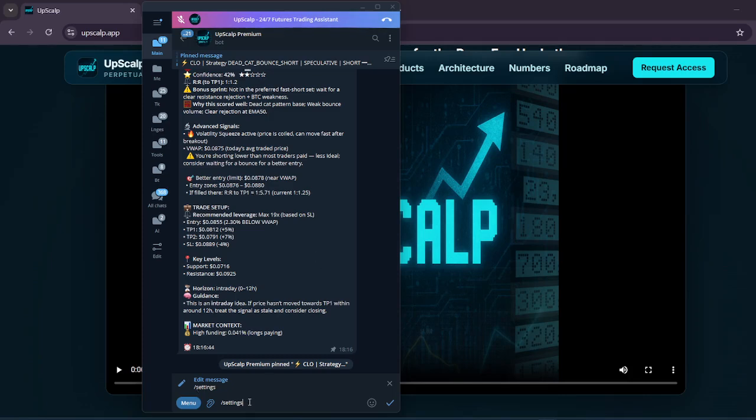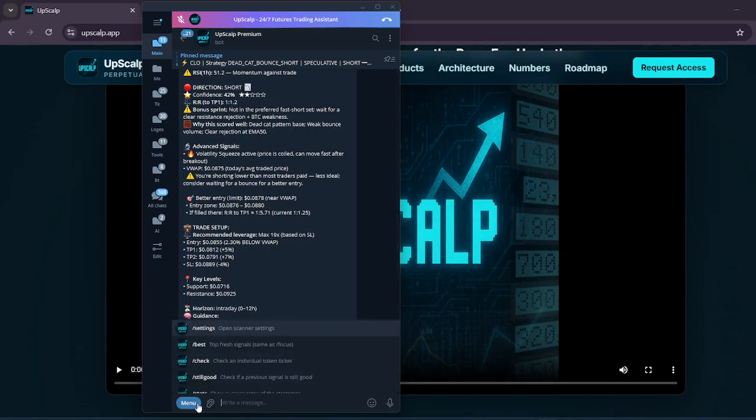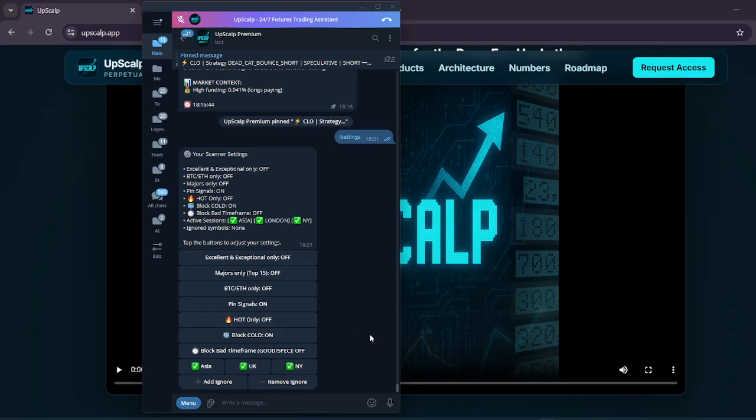So what you might want to do is look at the settings. Let's do that now. In the settings, again, this is just through my own testing, through using it, and we also have a beta group where people have been trying it out and giving me good feedback as well. You've got a bunch of options so that if the signal stream is too overwhelming for you, you can start to switch off some of the signals. For example, you may decide that you only want the excellent and exceptional signals. Maybe you only want major signals. Maybe you only want BTC and ETH. In that case, you can hit all three of these. I'm going to put them back off again.